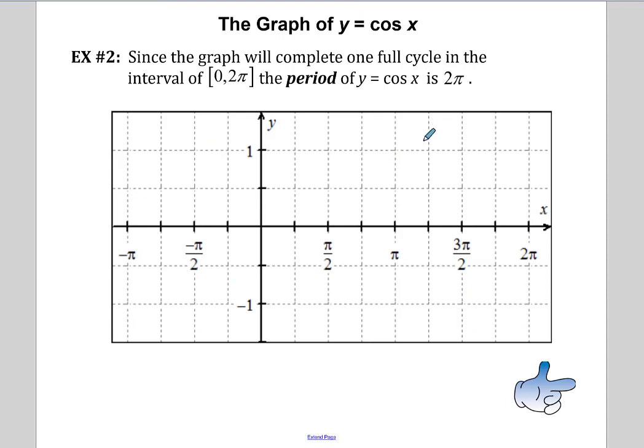So doing the same thing with cosine, and walking our way around the unit circle, we know starting at 0 degrees or 0 radians, cosine is 1. And then at 90 degrees, cosine is 0. At 180 or pi radians, cosine is -1. And then at 270 degrees, cosine is back to 0. And finally, one complete revolution at 2 pi or 360 degrees, we're back at 1.